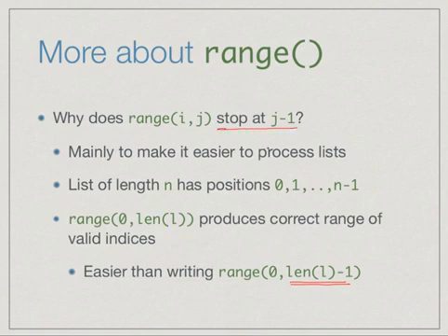As I said, this is not required. You could easily define a range function which does the natural thing, which is i plus 1 up to j, but then you have to keep remembering to put a minus 1 whenever you want the indices to stop at the correct place.